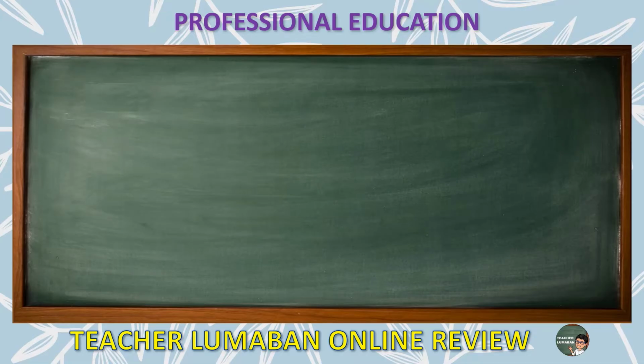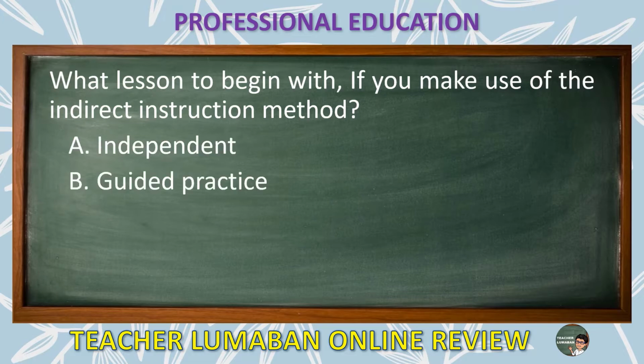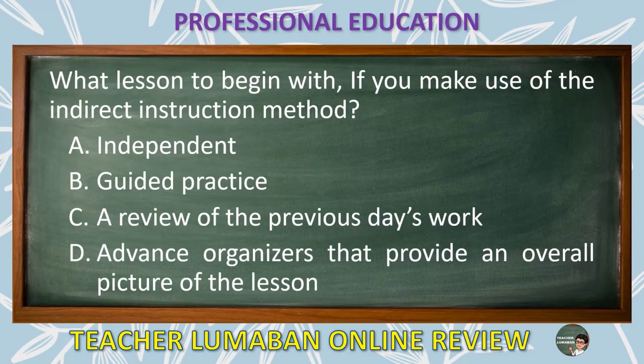What lesson to begin with, if you make use of the indirect instruction method? Letter A, independent. Letter B, guided practice. Letter C, a review of the previous day's work. Letter D, advance organizers that provide an overall picture of the lesson. Choose the suitable answer based on the given choices in 5 seconds.